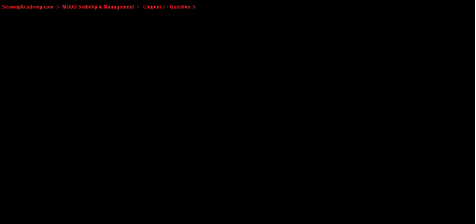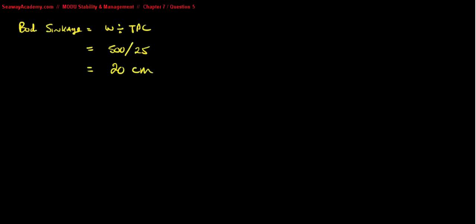Chapter 7, Question 5. Find the new drafts if a total weight of 500 tons is loaded 11 meters aft of amidships. So the first thing we need to do is to calculate our bodily sinkage. The formula for this is the weight divided by the TPC. So the weight is 500 tons, and our TPC is 25. So our bodily sinkage is going to be 20 centimeters.